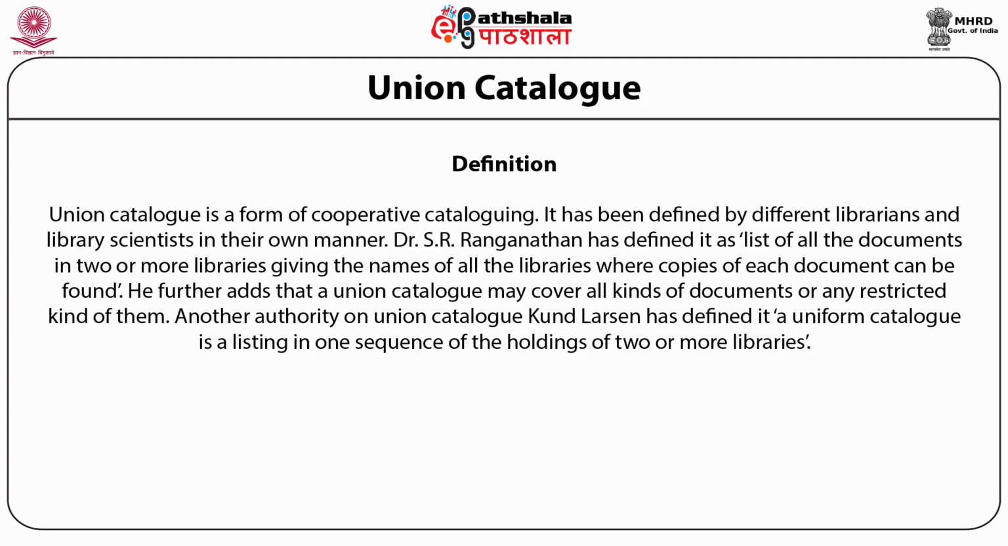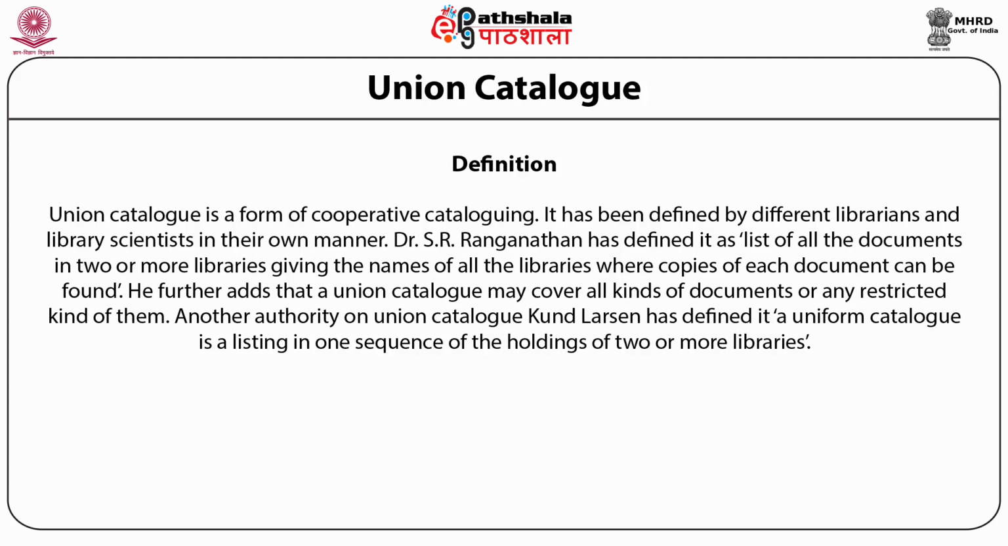Dr. S.R. Ranganathan has defined it as a list of all documents in two or more libraries, giving the names of all the libraries where copies of each document can be found. He further adds that a union catalog may cover all kinds of documents or any restricted kind of them.